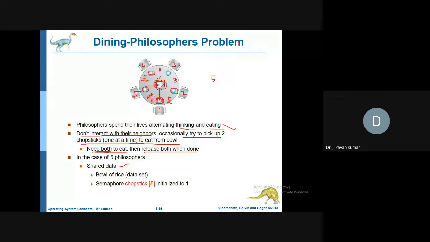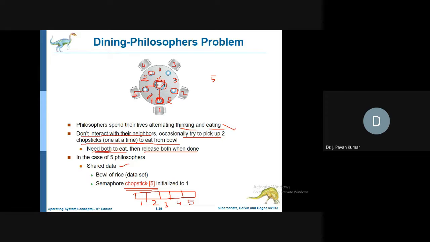Next, as we are having 5 chopsticks, in order to maintain synchronization, we are using a variable called chopstick of 5. It is an array, and each cell of the array will act as a semaphore. As we have considered, a semaphore is nothing but an integer variable. So we will be taking an integer array: chopstick of 1, chopstick of 2, chopstick of 3, like this. For each chopstick we are considering a semaphore. What is the use of semaphore basically?